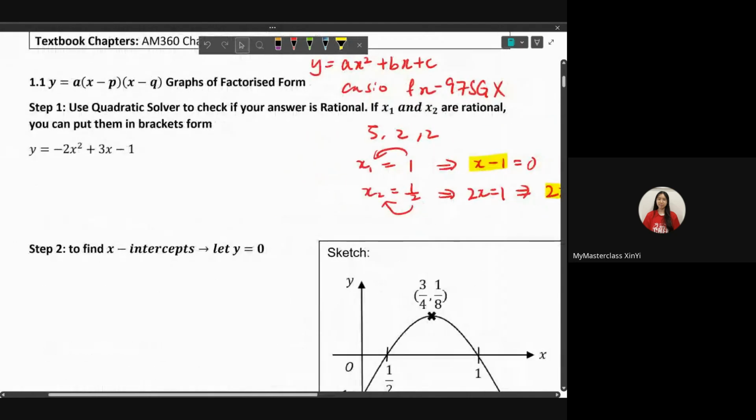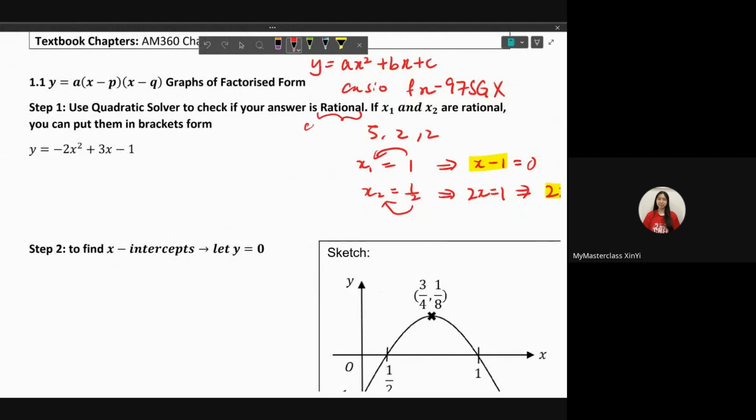This is just to see whether your answers are rational or not. Rational just means answers that can be expressed as a fraction, or whole numbers as well. If you get an answer like 1.5, these are rational answers, then you will use the factorized form. If you don't get answers like this, then there are two other ways of solving your quadratic equation: completing the square, which we will learn later, and also the quadratic formula. For today we'll cover the normal factorizing and the completing the square.